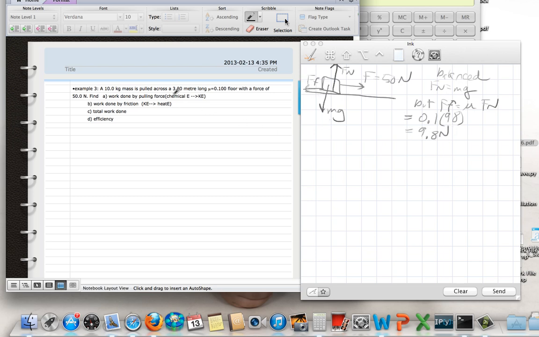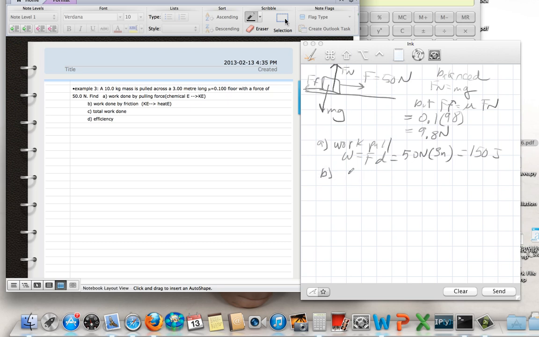So we're now ready to find these works. So first of all, the work of the pull. Well, we know work is a force times the displacement. So we're pulling with 50 newtons. How far is it going? We're told that it's 3 meters. So we have 150 newton meters, or 150 joules. Now that is the work done by the pulling force. That's related to the chemical energy that the person used.